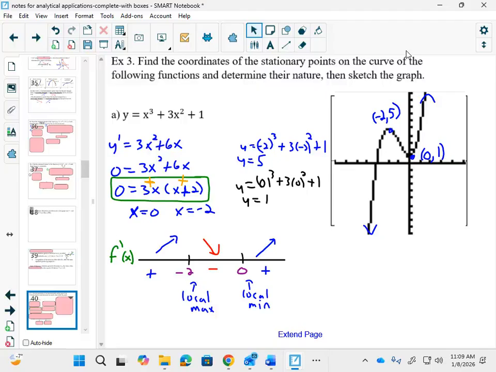You can label your maximums. Often we like to also label x-intercepts. This x-intercept, I don't think we can factor that original equation nicely. So the only way you could find that x-intercept is with technology, either Desmos or your graphing calculator.